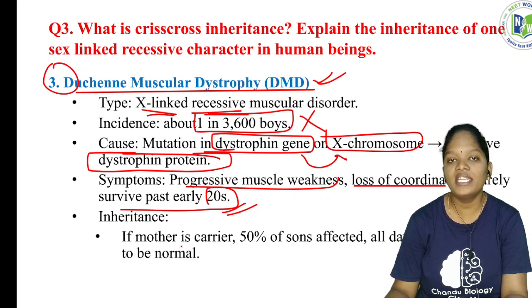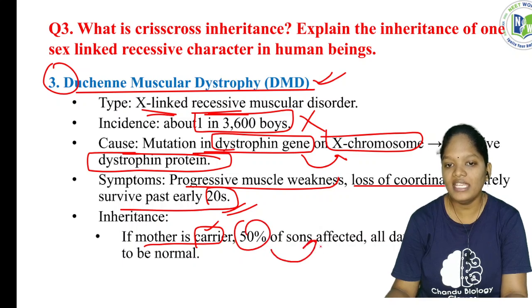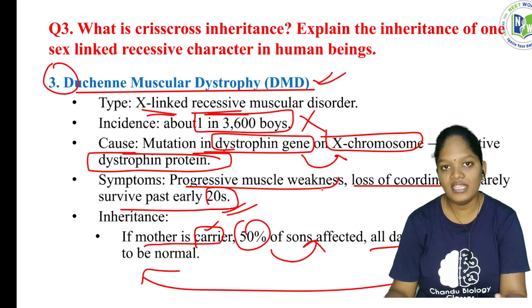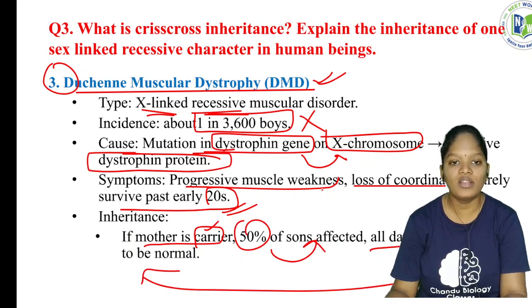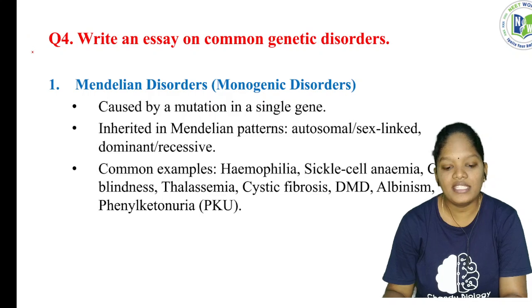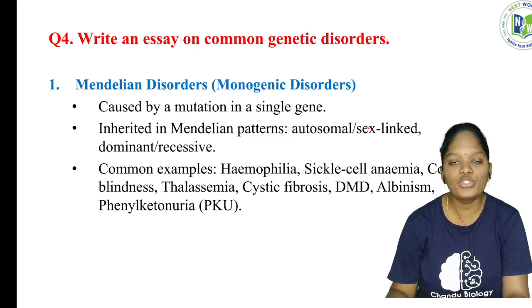How is it inherited? If the mother is a carrier, 50% of sons are affected, and all the daughters are expected to be normal. Here the sons are affected rather than the daughters, because the daughters act as carriers. That's all about the X crisscross pattern.